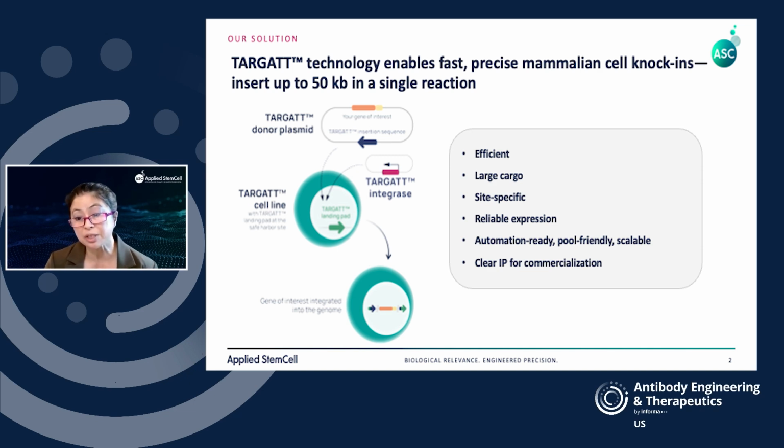We recently demonstrated insertion of a 50 kb sequence at over 85% efficiency. It is highly specific for the landing pad, so we get negligible off-target events, and the safe harbor site enables reliable expression that is consistent from clone to clone. This means you can use the platform for engineering cell lines used in pool-based screening and automated pipelines. And unlike CRISPR, the IP landscape is very simple.